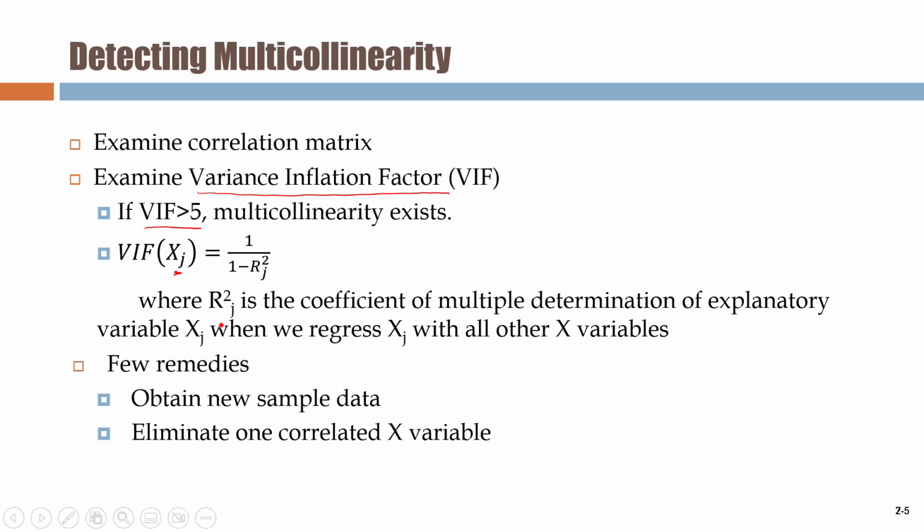Okay, so if we find a VIF greater than 5, then what you have to do is get more sample data, so that hopefully the new data weakens the correlation, or you can just take out the correlated x variable.